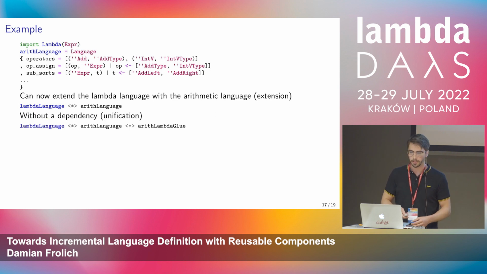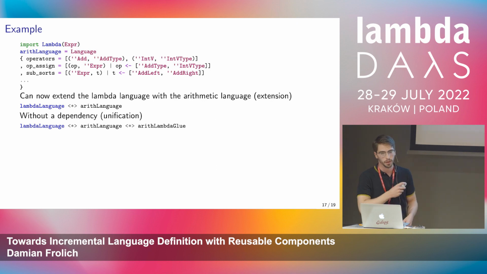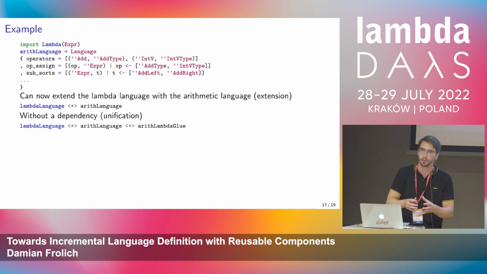But we now have here a dependency. What we can also do is unification, where we don't have a dependency. Instead, we have now three items, so we do double composition of languages, where we have our Lambda language, we have our arithmetic language, and then we have a glue language, in which we glue the two languages together. This basically does the same thing, where we assign the sorts to an auxiliary sort and then combine them together, but this time we don't have a complex dependency.